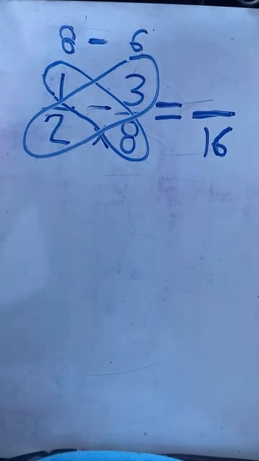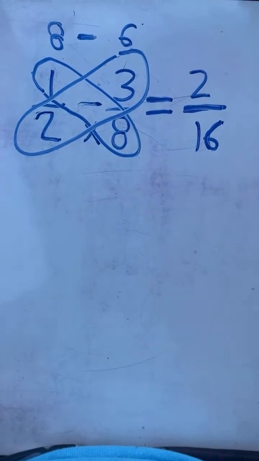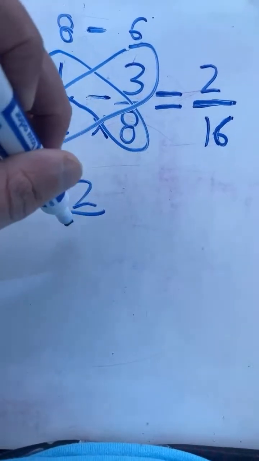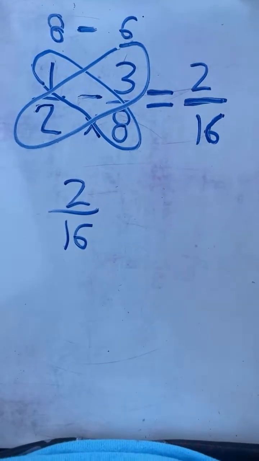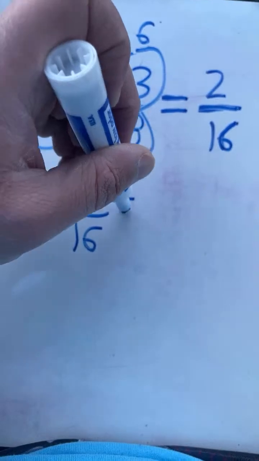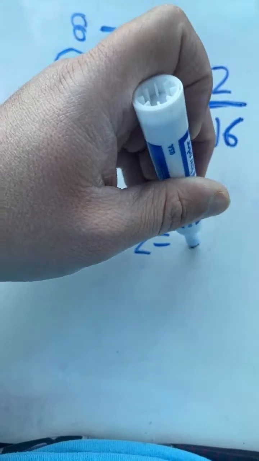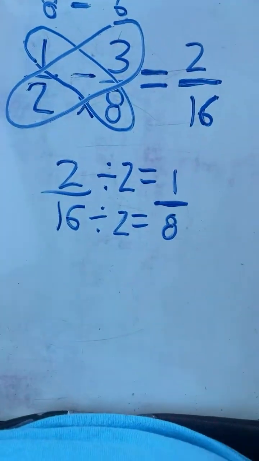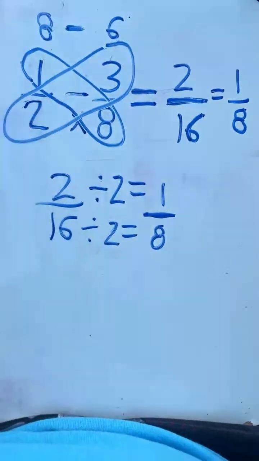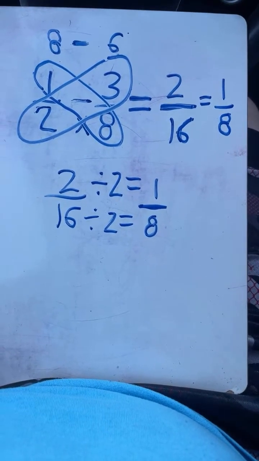But 8 minus 6 equals 2. And our answer is 2/16. 1/2 minus 3/8 equals 2/16. Now if I want to reduce 2/16 to lowest terms, we divide the numerator and denominator by our greatest common factor. 2 divided by 2 equals 1. 16 divided by 2 equals 8. And our answer reduced to lowest terms would be 1/8. 1/2 minus 3/8 equals 1/8.